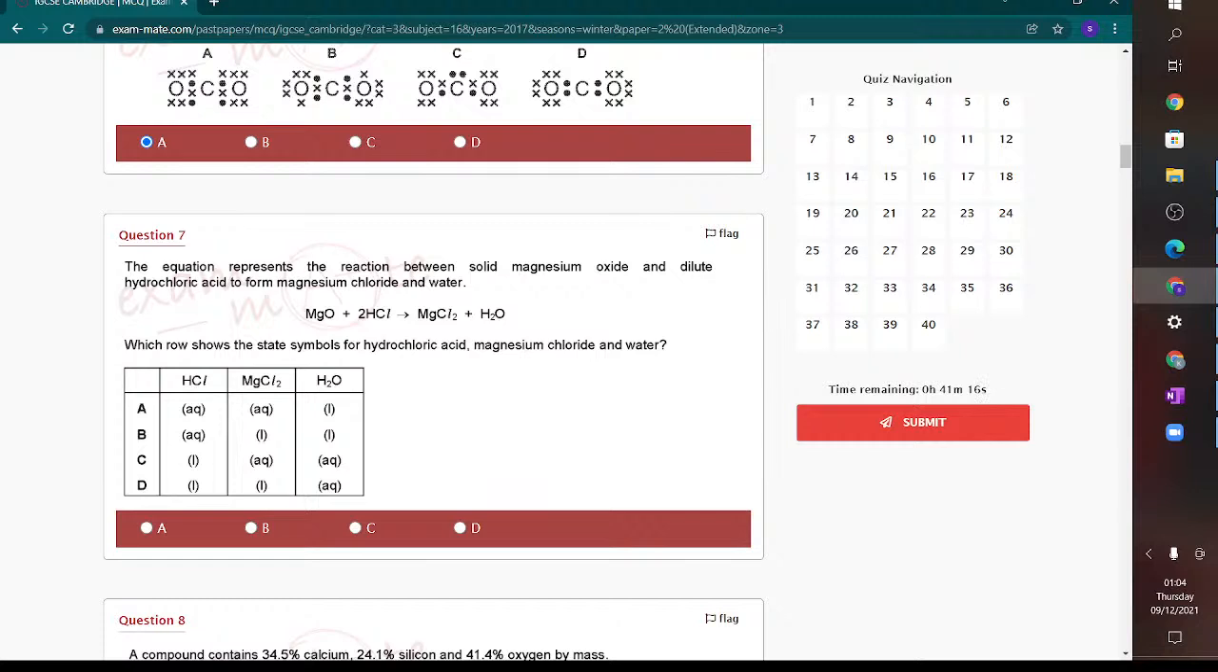The equation represents the reaction between magnesium oxide and dilute hydrochloric acid to form magnesium chloride and water. Which row shows the state symbols for hydrochloric acid, magnesium chloride, and water? Magnesium chloride is soluble, so aqueous, and H2O is liquid because it is water, obviously. We do not have MgO here, and HCl is aqueous because it needs to react with MgO, MgCl2 aqueous, H2O liquid.